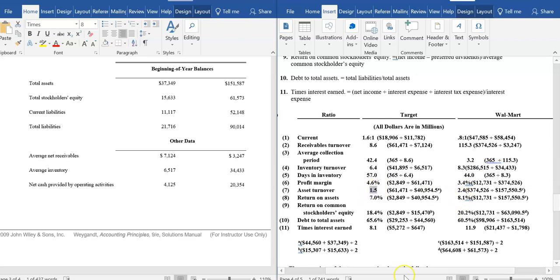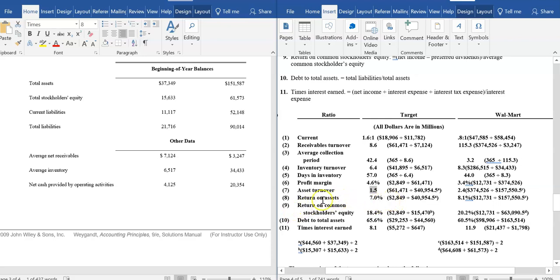So it appears that Walmart is doing a little bit better with their average assets generating sales. The assets are turning over. In other words, we're earning the cost of those assets 2.4 times, whereas for Target, it's only 1.5.